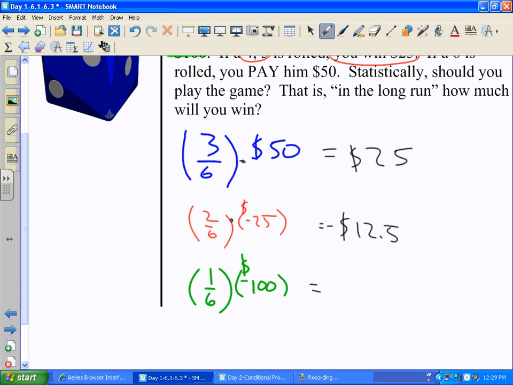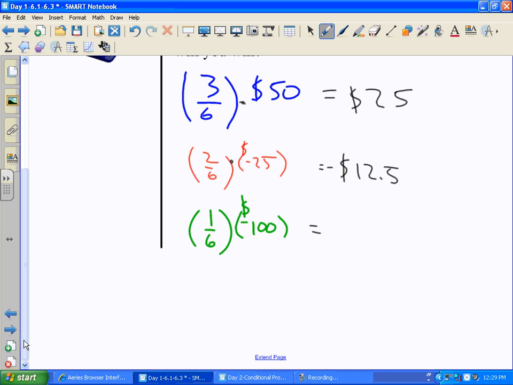And 1/6 of the time I'm going to lose $100. And hopefully you agree that's not going to happen very often. Negative 8.3. Yeah, because it's negative 50 divided by 6. What do we got there? 8.33. And 100 divided by 6 is going to be what, 18 something? No, 16.66.